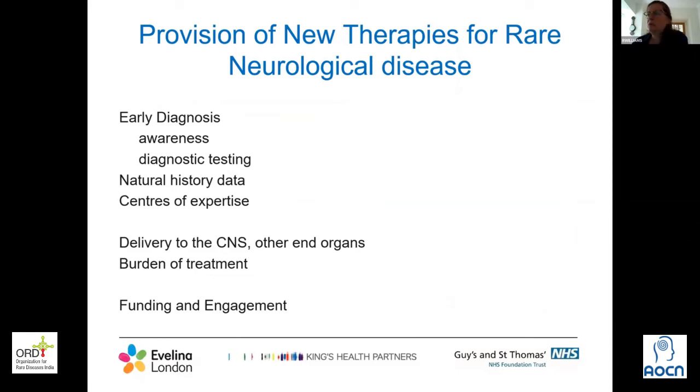We need good clinicians who have experience of this disorder. We need engagement with scientists, with pharmaceutical companies. Particularly, we need a way of delivering whatever therapy into the CNS, and that's a problem. We also need to deliver therapy systemically, potentially. We need to consider the balance, the burden of treatment versus the burden of symptoms.